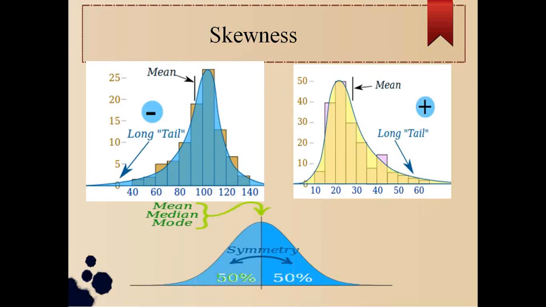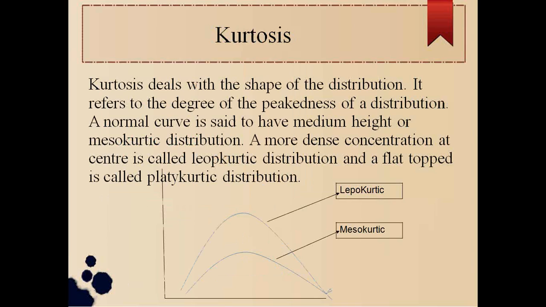Okay. So after skewness is kurtosis. Kurtosis deals with the shape of the distribution. Actually, it tells us about the peak of the distribution. See, these two distributions: it has a lower peak and it has a higher peak. The one with the higher peak is known as leptokurtic, and the one with the lower peak is called mesokurtic, and if it is almost flat, then it is platykurtic. So there are three: platykurtic, leptokurtic, and mesokurtic, depending on the peak of the distribution.